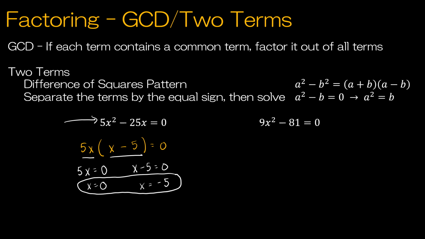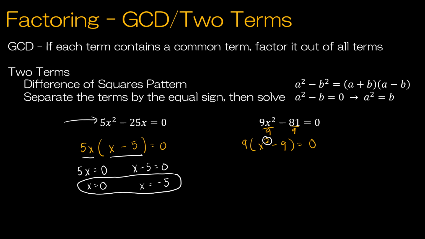For my second function, again, I'm going to start with the greatest common divisor. I can see that I can take a 9 out of both of those terms, but I can't take an x out because 81 doesn't have an x. That leaves me with x squared minus 9. Now, on the first question I did, if you'll notice, this was x to the first power. That's how I knew my factoring job was over. And as you can see here on my second example, I still have x squared.